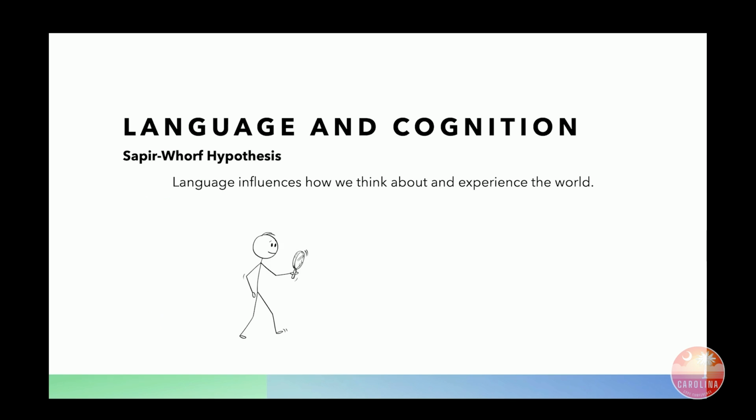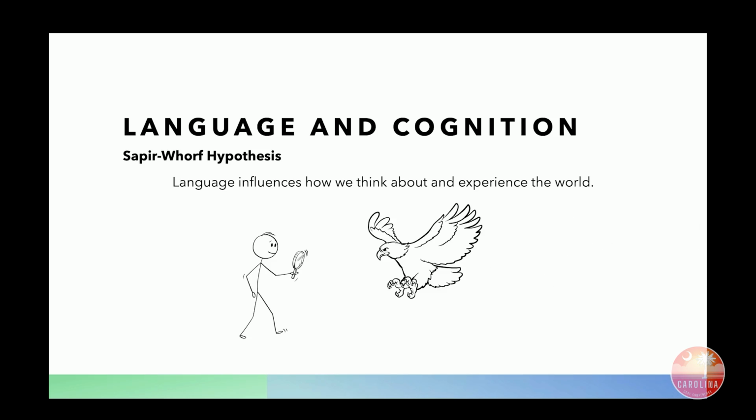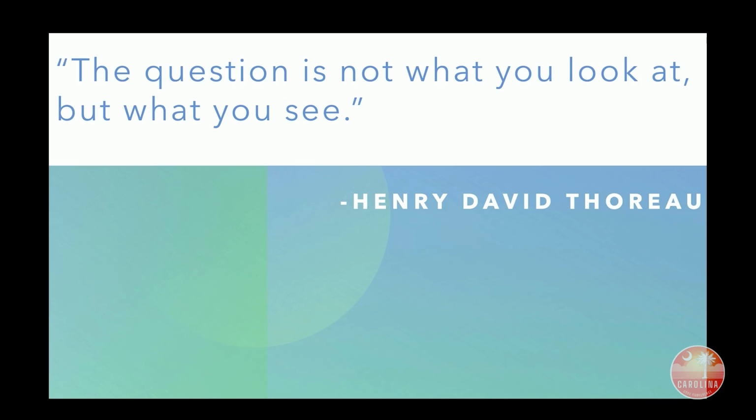today. So there's a theory called the Sapir-Whorf hypothesis that says language influences how we think about and experience the world. So this little stick figure here speaks American English. Sees an eagle and thinks to himself, majestic, proud, free. So the eagle is still the eagle, like nothing has changed about the eagle, but the language that he knows is the lens through which he experiences that eagle. So those are the words that he puts to it. In other words, the big idea for this speech is the question is not what you look at, but what do you see?